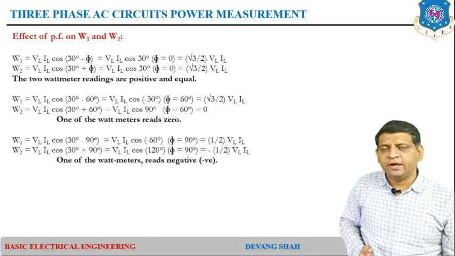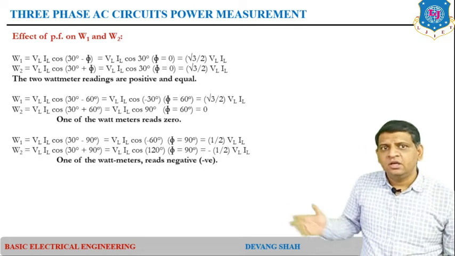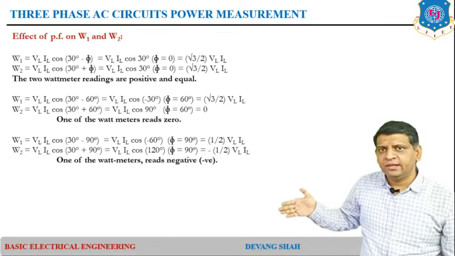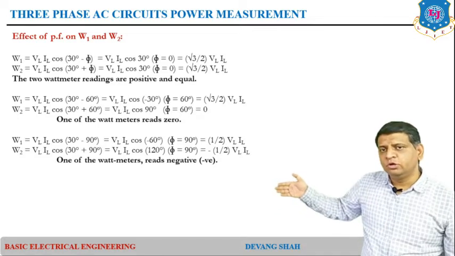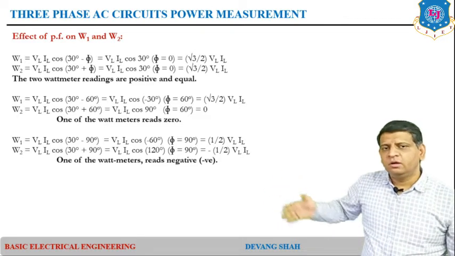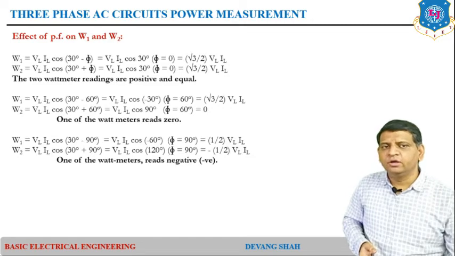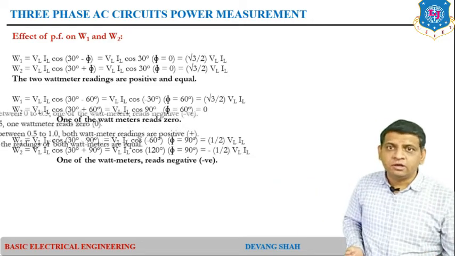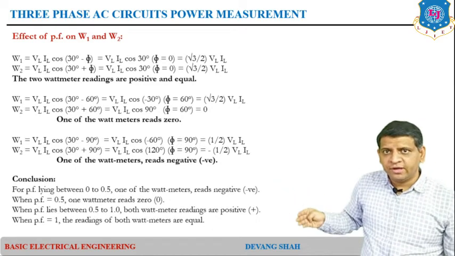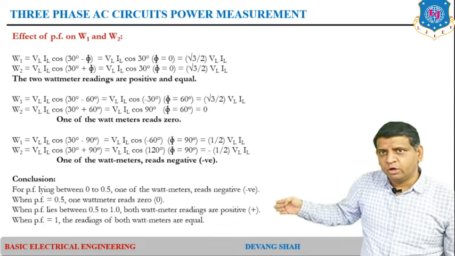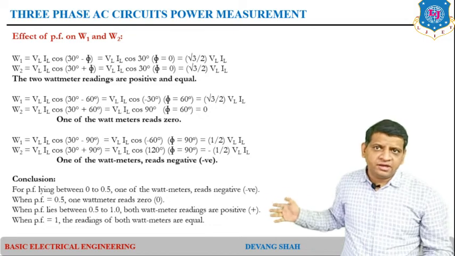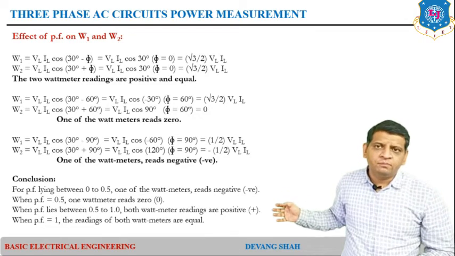The last case is where phi is equal to 90. For both the cases you can see here W1 and W2 are 1 half VLIL and minus 1 half VLIL, and once you do W1 plus W2, the value becomes 0. So, one of the wattmeters reads negative, right. So, from these 3 particular cases you can conclude that when the power factor is between 0 and 0.5, one of the wattmeters reads negative. When the power factor is 0.5, one of the wattmeters reads 0.